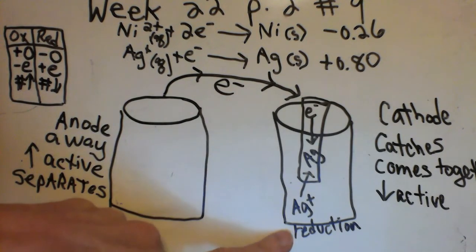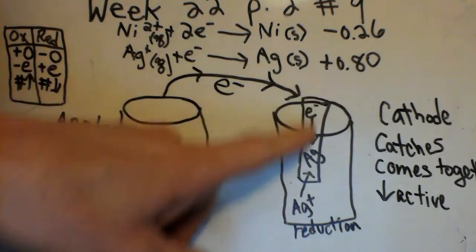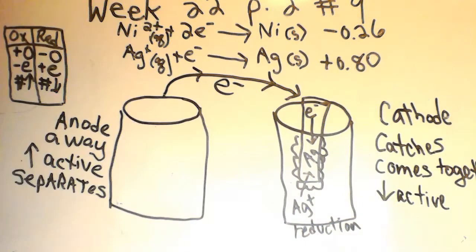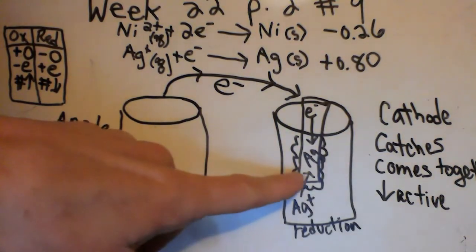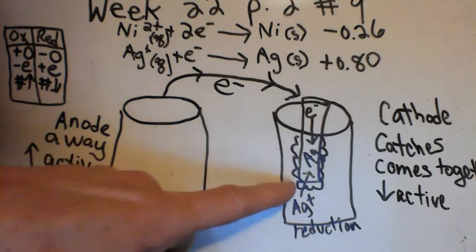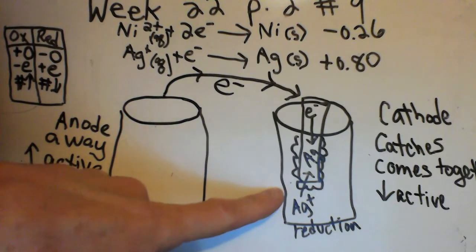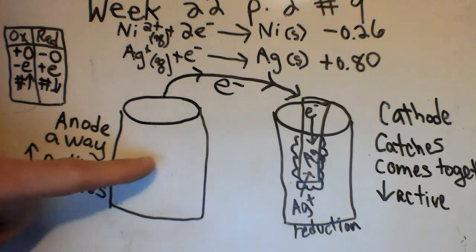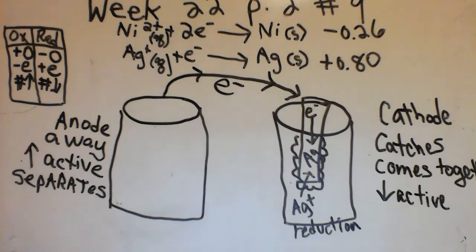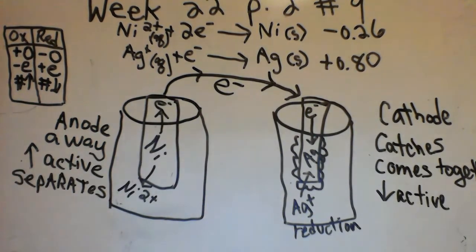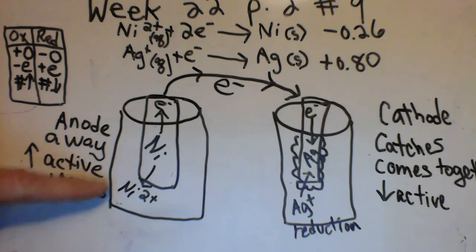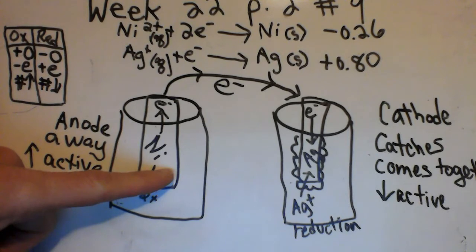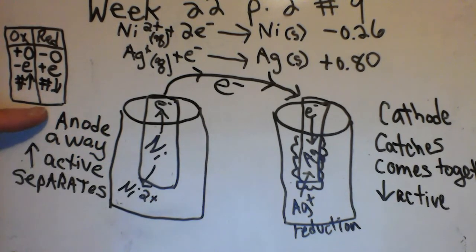And so we know that reduction is happening here because electrons are being added. I've drawn bumps coming out of the electrode showing that metal is being built up and the mass is increasing at this particular electrode. Now let's go over to this beaker, and since silver was here, we know that nickel has to be on this side. I've drawn nickel as the electrode on this particular side, which is the anode.